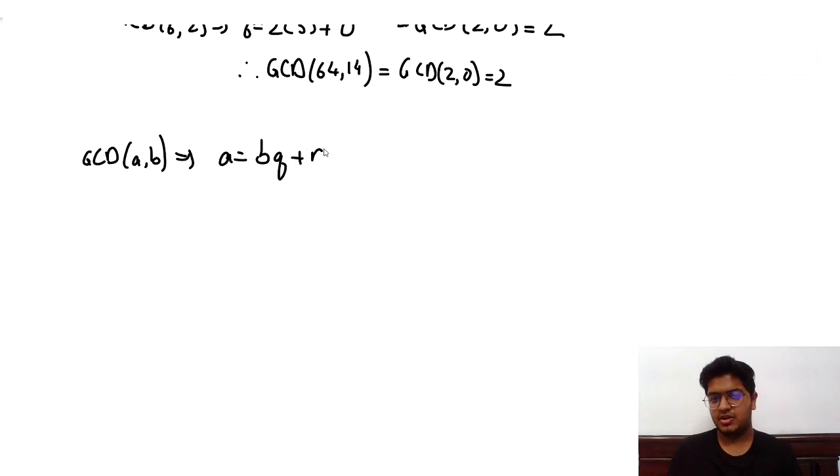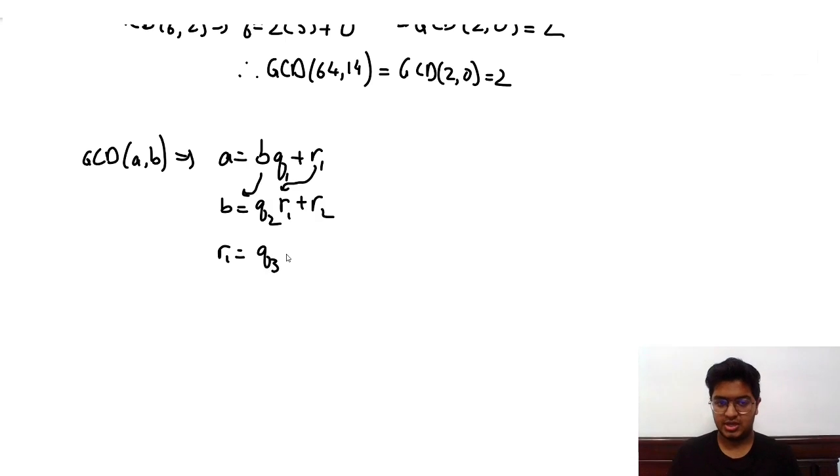Now, we did not get r as 0, right? So we'll take this q1 and r1, for easy purposes. Now what did I say? This divisor will become the dividend in the next iteration. b equals r1 times a new quotient q2, plus r2, the new remainder. Again the same process, r1 equals q3 into r2 plus r3. This process will continue until r n minus 1 equals q n plus 1 into r n plus 0.